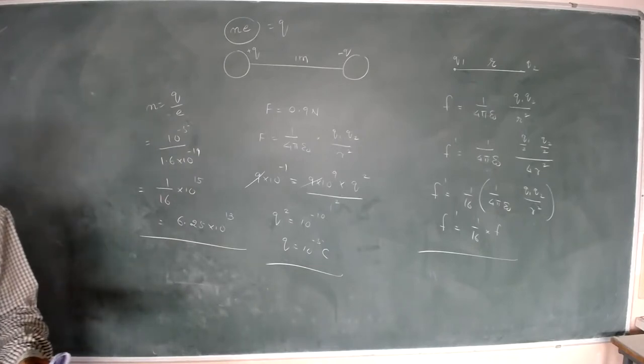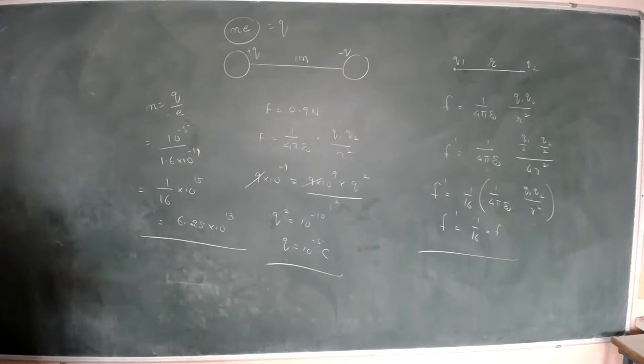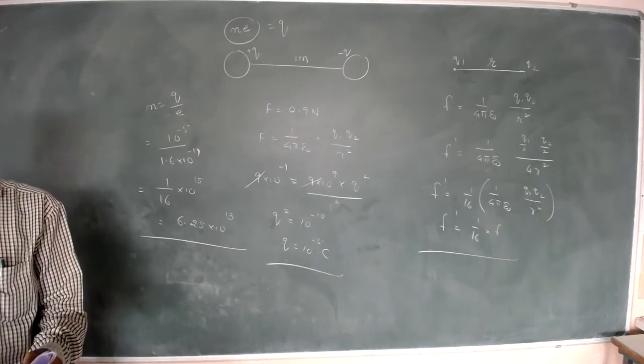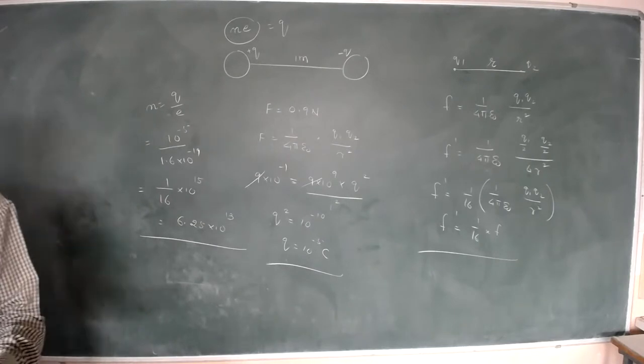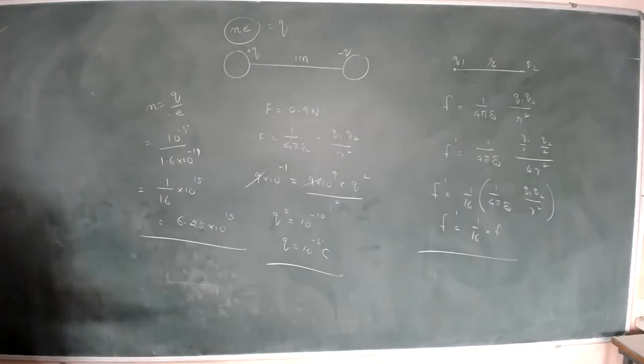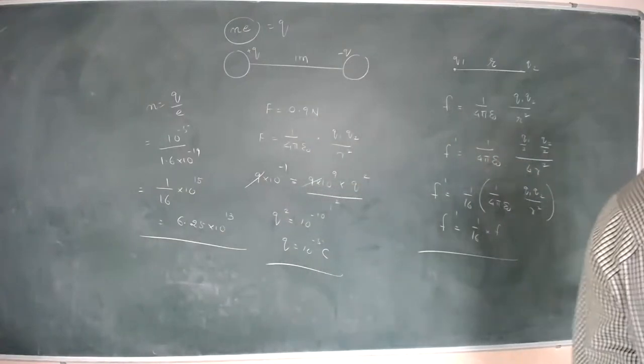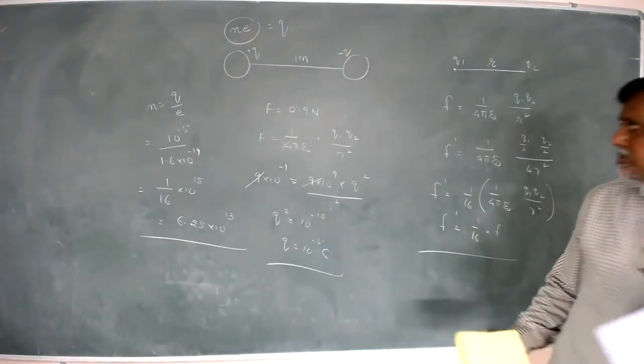Two positive charges are separated by a distance of 2 meters and repel each other with a force of 0.36 newton. If the combined charge is 26 microcoulomb, the charges are... Option B. Okay, option B, they say. Okay, so let me discuss.